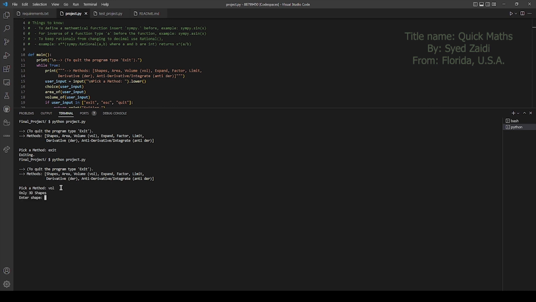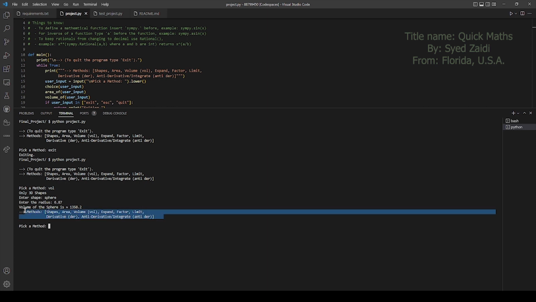Only 3D shapes? Oh, okay. Well, let's do a sphere, shall we? Enter the radius, okay, 6.87. Okay, the volume of the sphere is approximately this much. And then it reruns to ask us again if we want to enter something else to find something else.